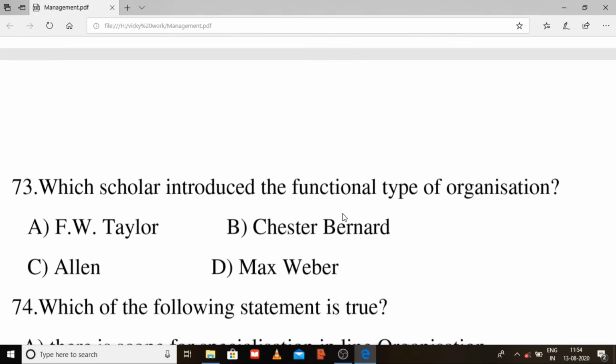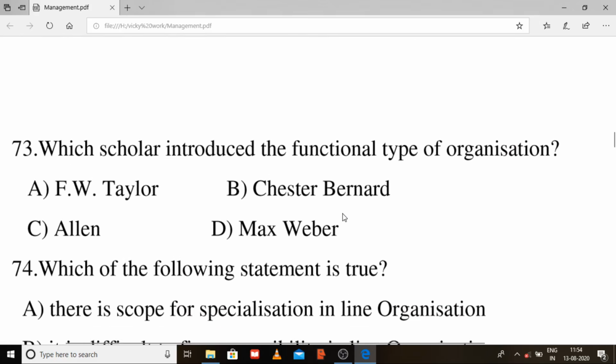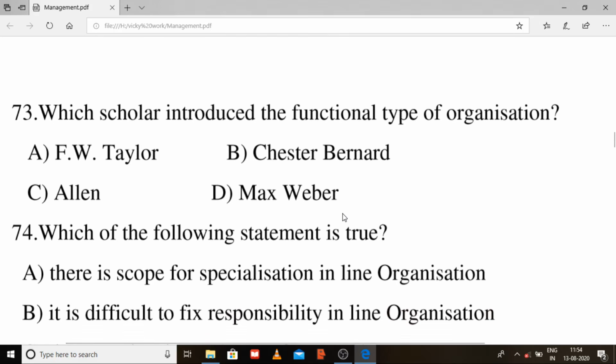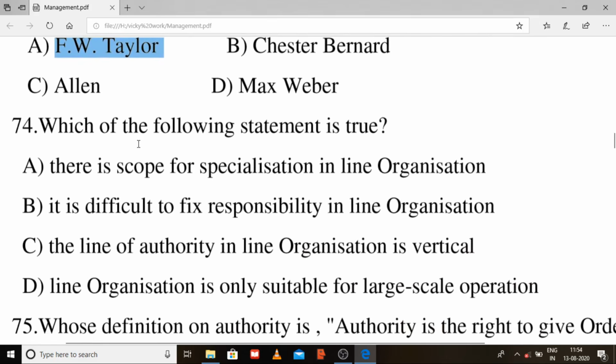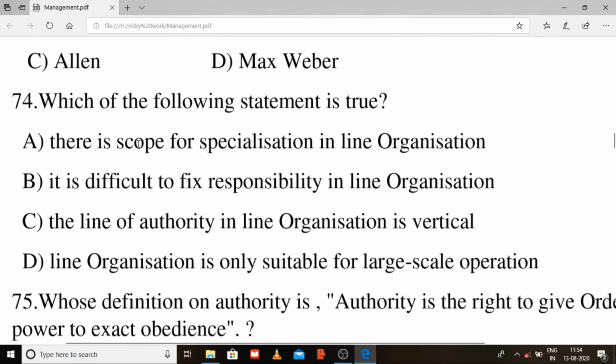73. Which scholar introduced the functional type of organization? Obviously F.W. Taylor. Option A is the right answer. Which of the following statements is true? There is a scope for specialization in line organization.